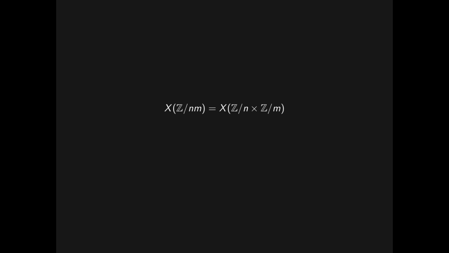So let's think about X of Z modulo n times Z modulo m. If X was the equation xy minus 1 equals 0, then in Z modulo n times Z modulo m, this becomes (a,b) times (c,d) minus (1,1) equals (0,0). We can simplify this to (ac minus 1, bd minus 1) equals (0,0). For the two pairs to be equal, the components have to be equal. So we get the two equations ac minus 1 equals 0 and bd minus 1 equals 0, where the first is an equation in Z modulo n and the second is an equation in Z modulo m. This is exactly what a solution of the equation in Z modulo n times Z modulo m is, a pair of solutions, one in Z modulo n and one in Z modulo m.